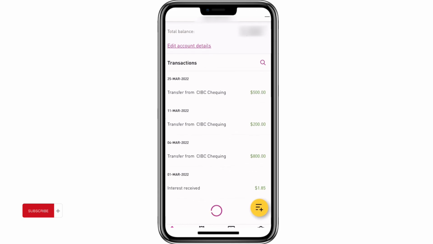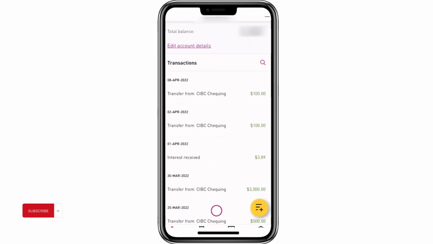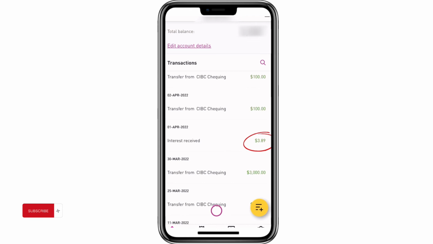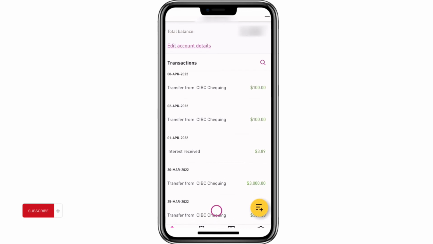Okay, so on the 1st of March I was able to earn $1.85. That's for the month of March. That's the interest I received. And on the 1st of April, I got $3.89. It jumped up. There's an increase there.